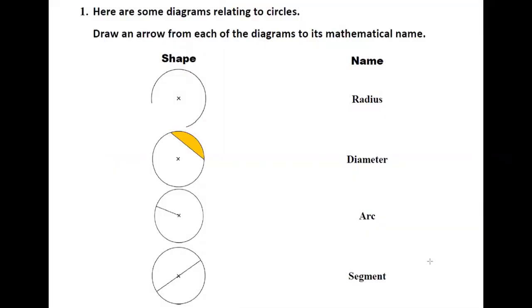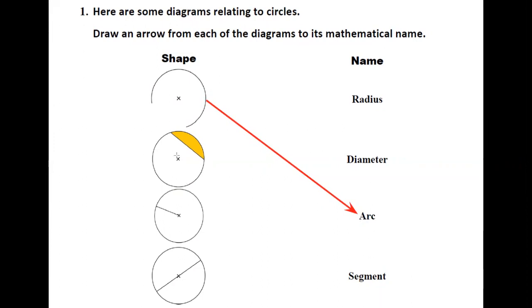Right, let's start from question number 1. It says, here are some diagrams relating to circles. Draw an arrow from each of the diagrams to its mathematical name. And if we just see the first one, I can see it's only a part of the circle. It's basically a curved line that we call an arc. So this will be matched against arc.